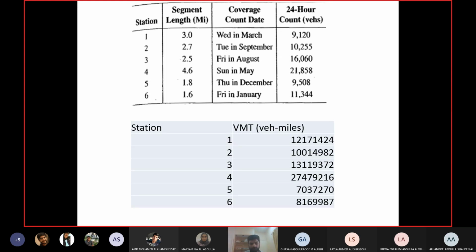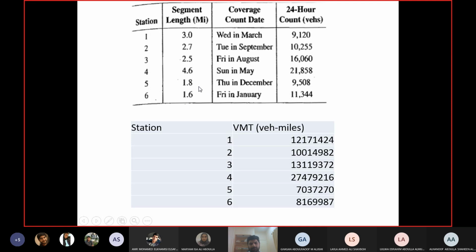What about the lowest? Which one has the lowest VMT? The lowest VMT is for station 5. Now, if you look at the volume and the length of station 5, the lowest volume is on station 1, but station 1 has more length, and the lowest length is for station 6, but station 6 has more volume. So you see it is the combination of volume and length. Station 5 is very close to the lowest volume and very close to the lowest length.